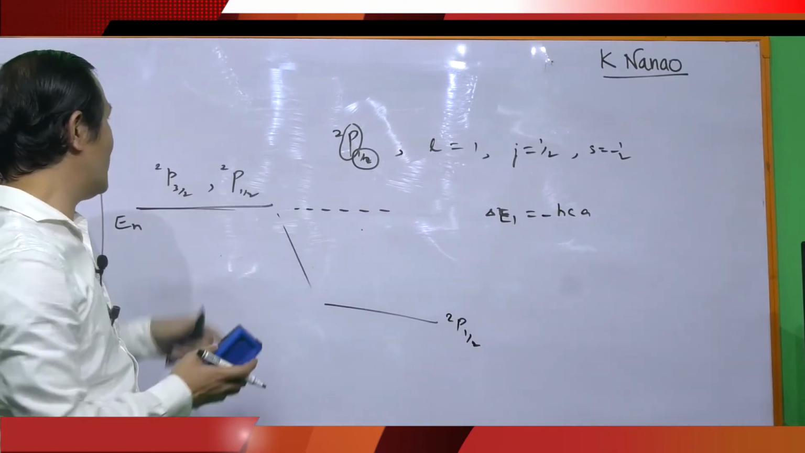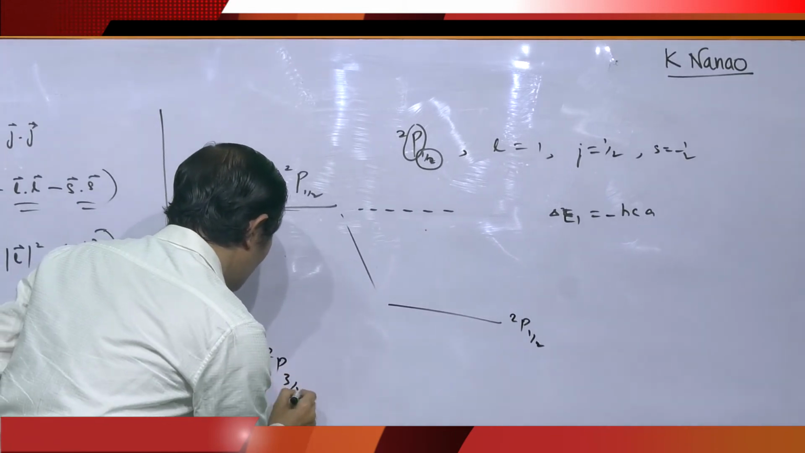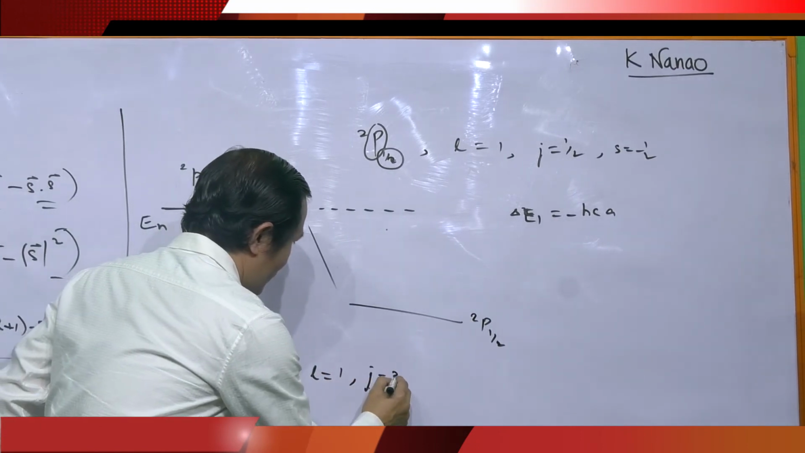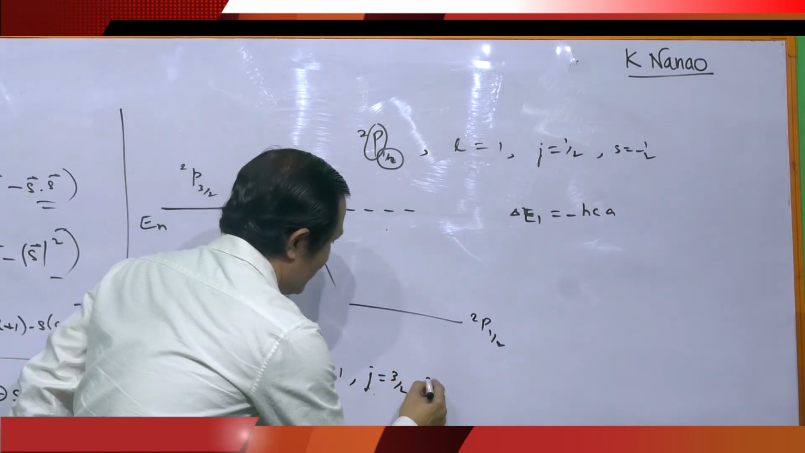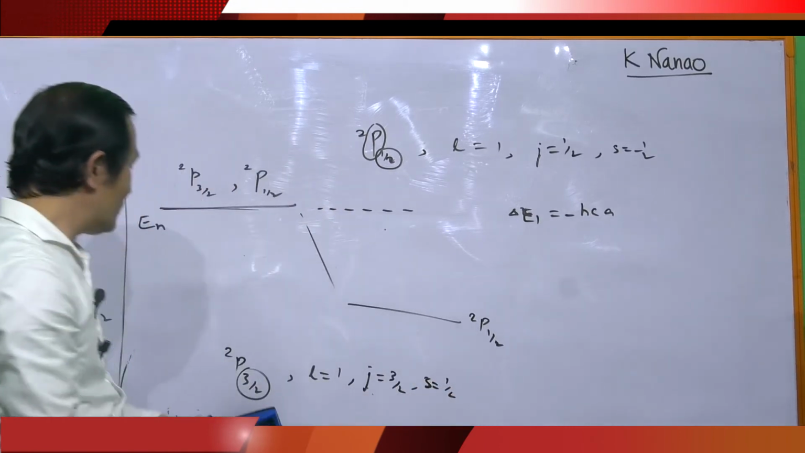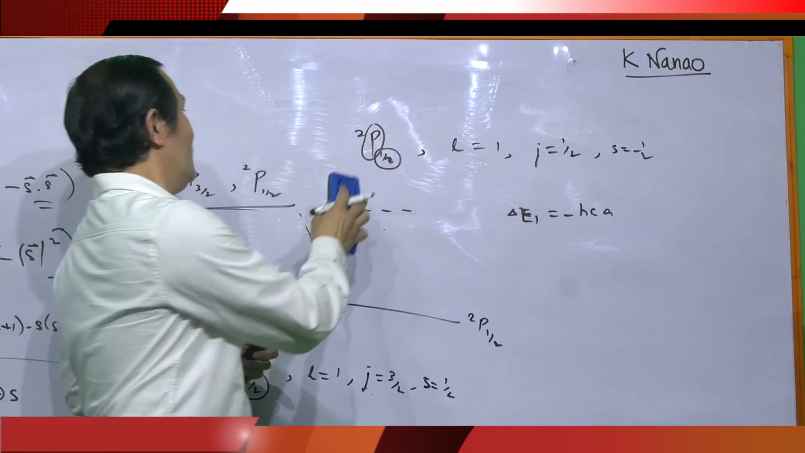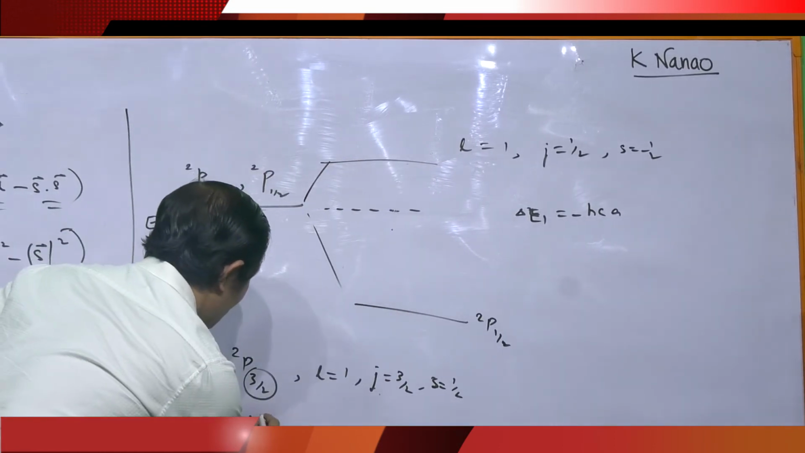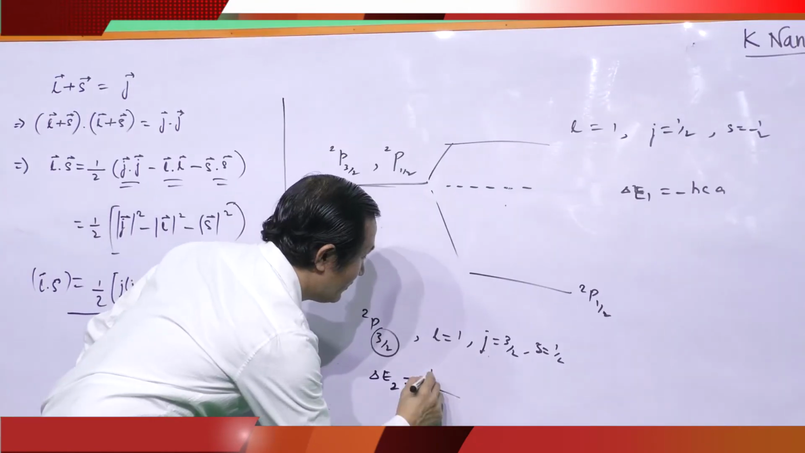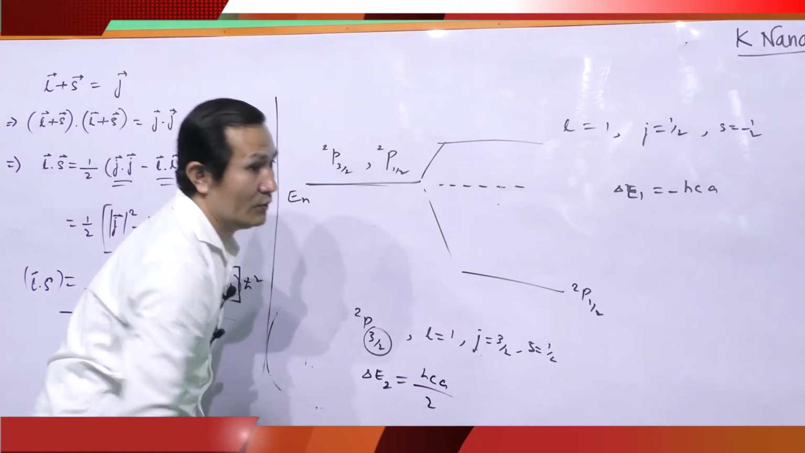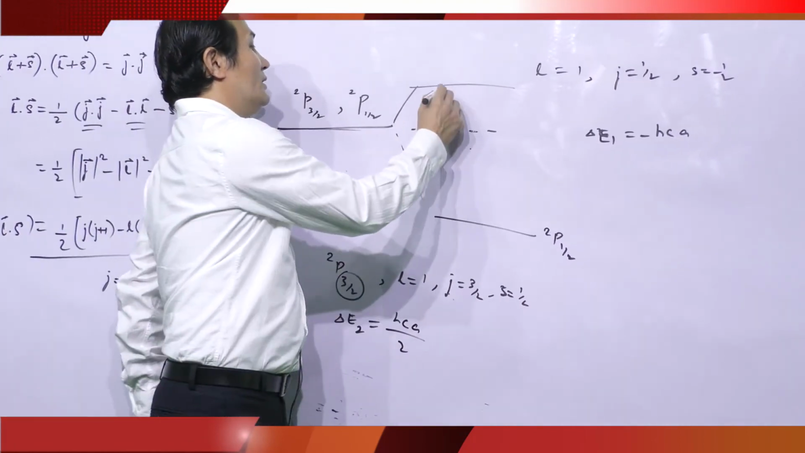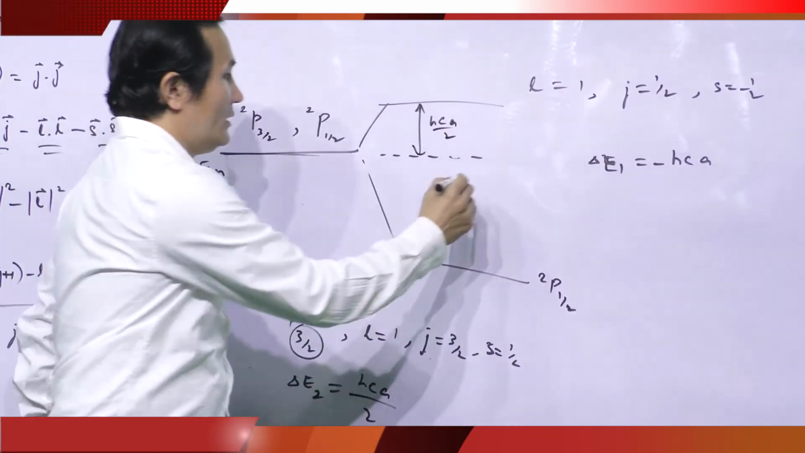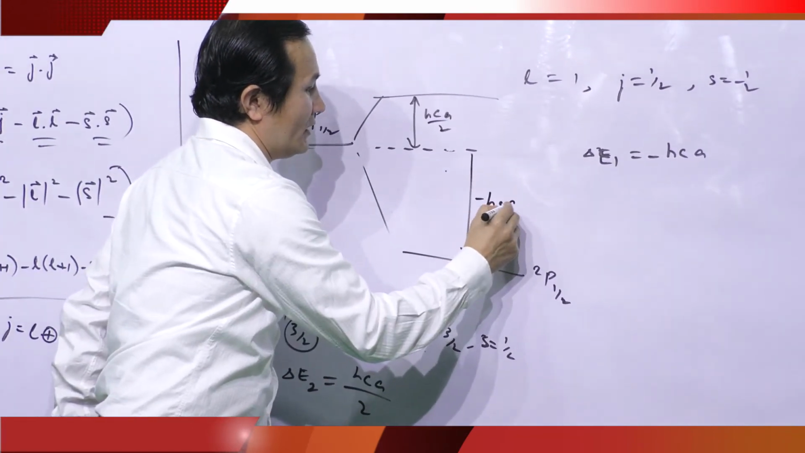And for the case of 2p 3 by 2, here L is equal to 1, as this is p, and J is equal to 3 by 2. This is the value of J, and S is equal to half. Now you put these values in the expression for energy correction, and one finds the energy correction, I call it E2, to be ICA by 2. So this is the energy level that is shifted up by ICA by 2, and the other level is shifted down by minus ICA.